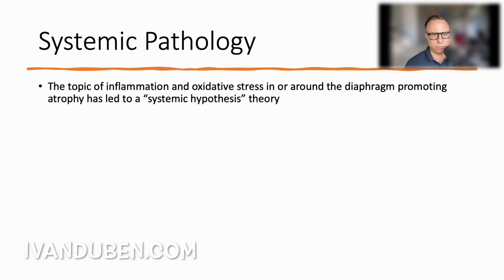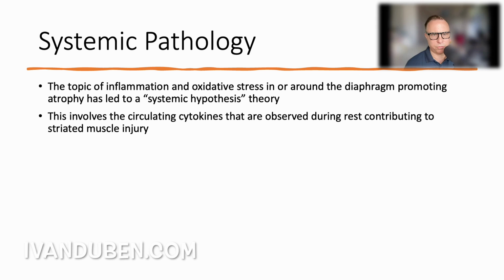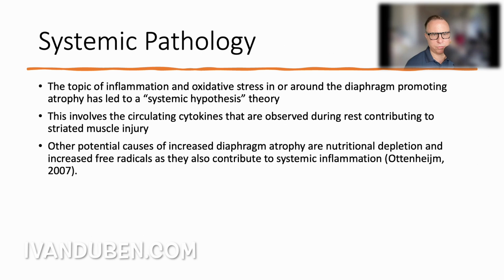The topic of inflammation and oxidative stress in or around the diaphragm promoting atrophy has led to a systemic hypothesis theory. This involves the circulating cytokines that are observed during rest, contributing to striated muscle injury. Other potential causes of increased diaphragm atrophy are nutritional depletion and increased free radicals, as they also contribute to systemic inflammation.